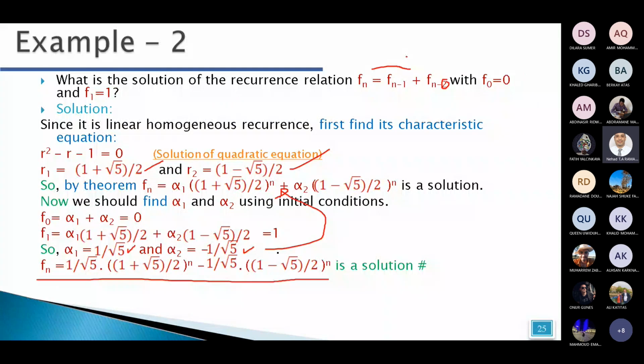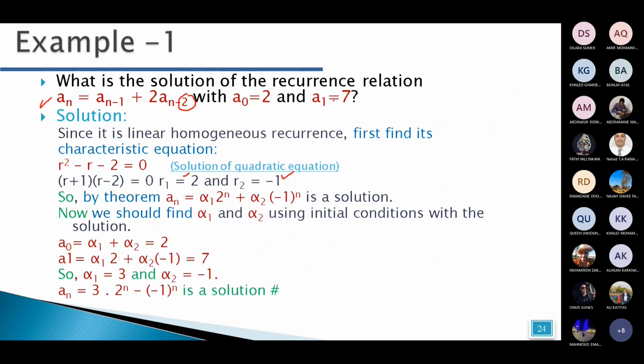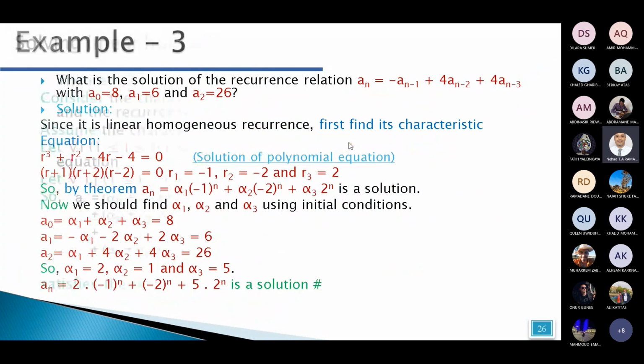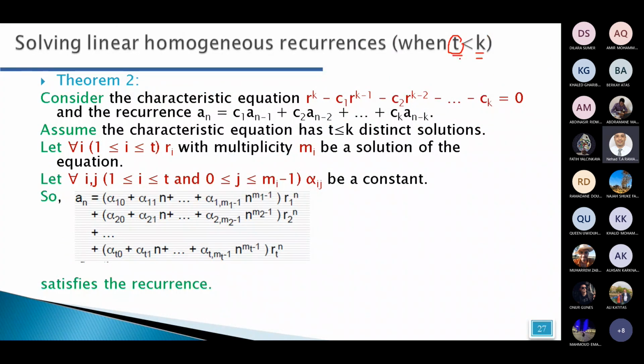Same issue here: degree 2 with 2 solutions. You can apply the first theorem. But if the number of solutions t of the characteristic equation is less than the degree of the recurrence relation, in this case, you will apply the second theorem.